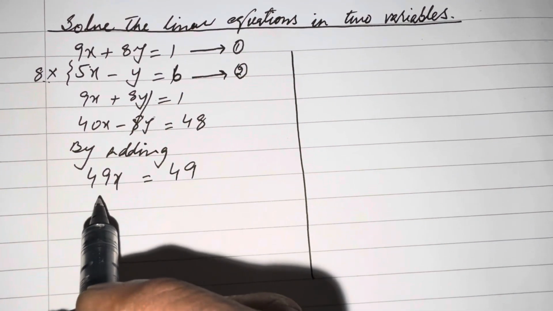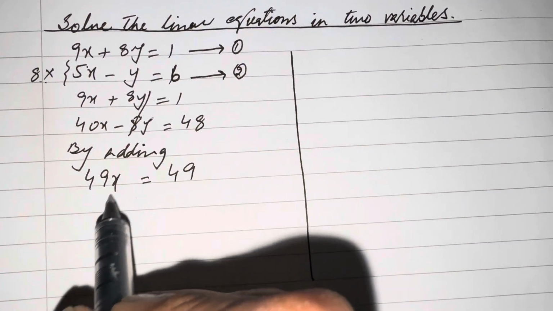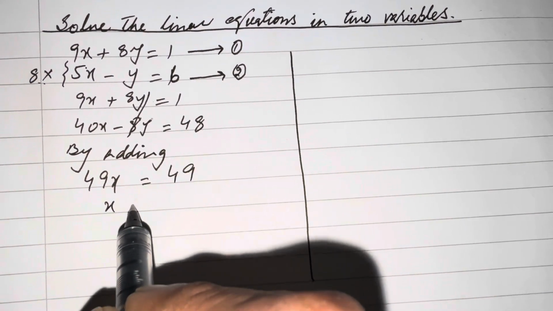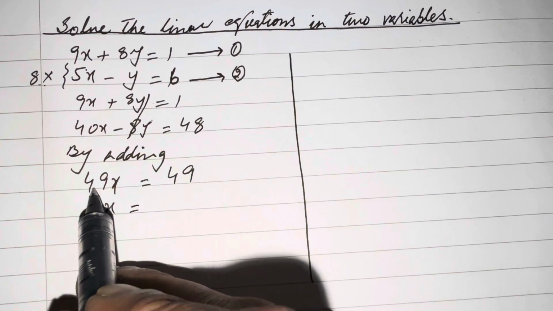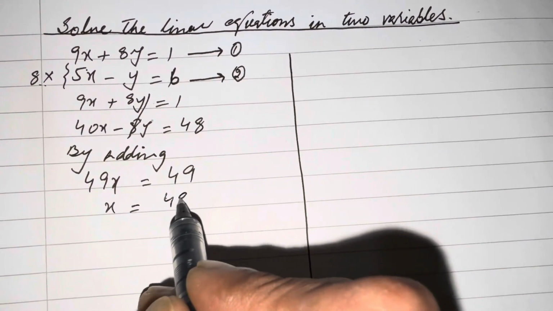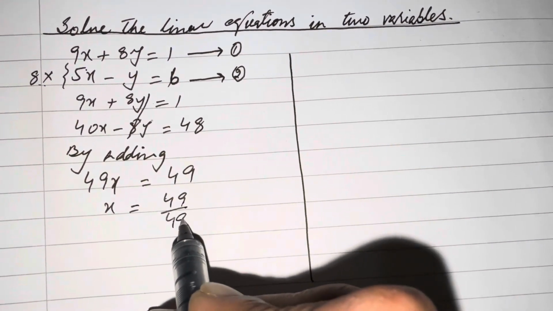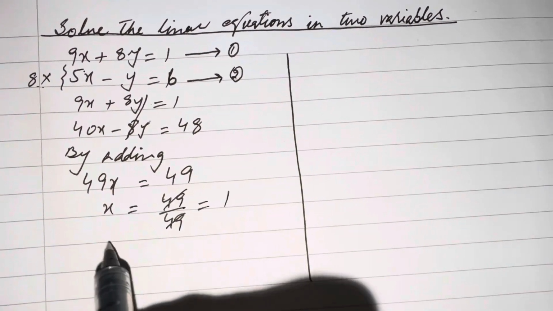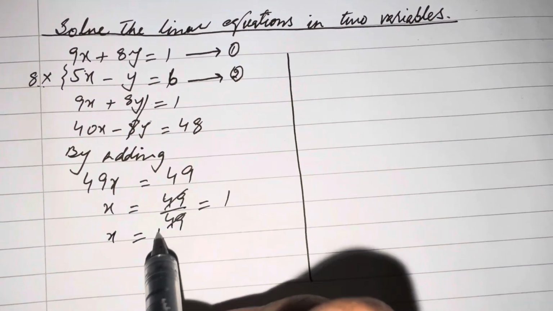So now this 49 is multiplying by x. If you take this 49 to the other side of the equation, it will be divided by 49. So 49 divided by 49, that will be cancelled with each other, and then the answer is 1. So x is equals to 1.